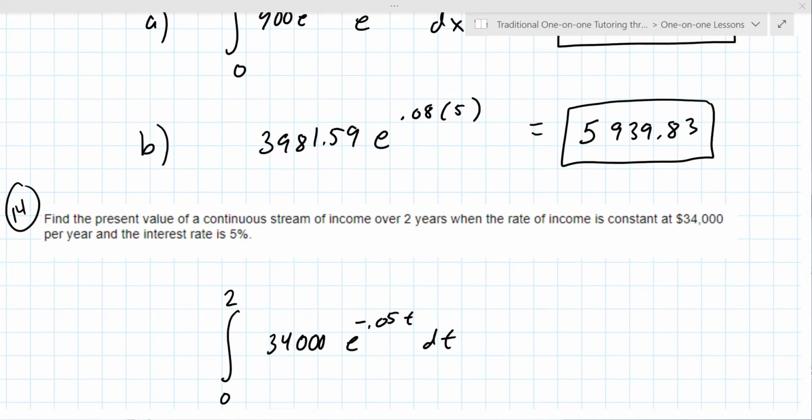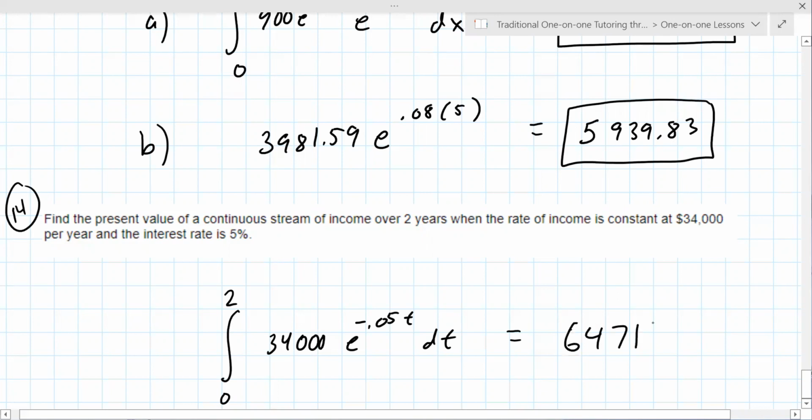34,000, e to the minus 0.05, from 0 to 2 years this time. And what does this want you to round to? Nearest dollar. Oh, good, because I didn't get as many decimal places as I wanted this time. There we go.